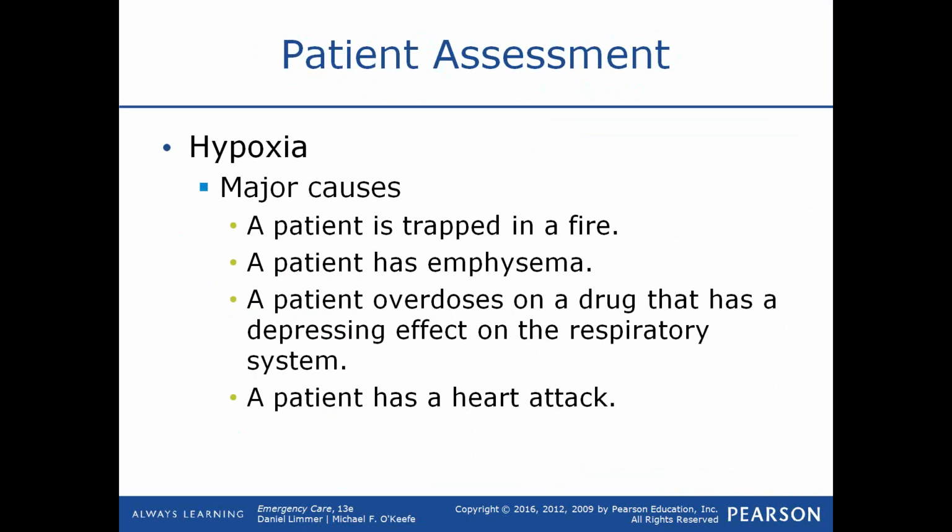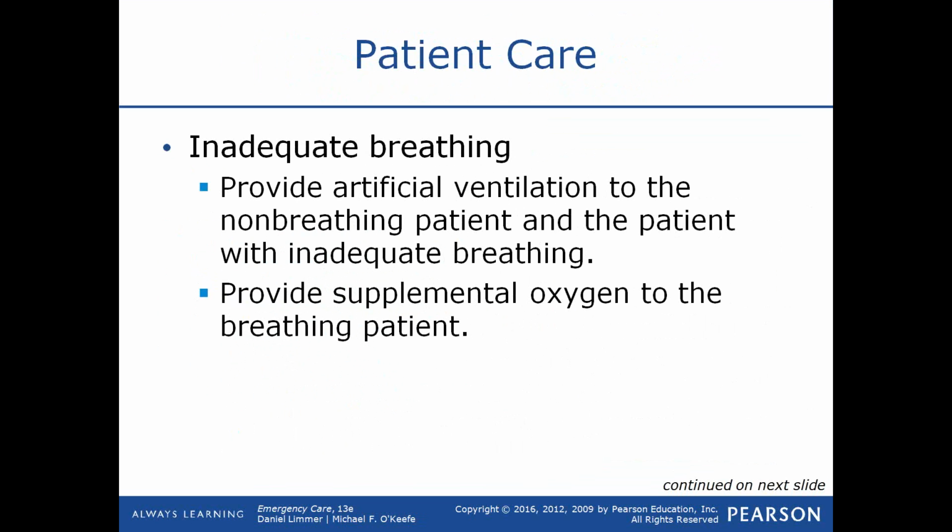If a patient has emphysema, we'll learn about chronic obstructive pulmonary disease, which includes chronic bronchitis and emphysema. They may become hypoxic, and they may chronically be hypoxic all the time because of their disease. A patient that overdoses on a drug that has a depressing effect may also have slow breathing, particularly opioids like heroin. If the patient's having a heart attack, if the heart isn't working appropriately as a pump, that can lead to hypoxia as well.